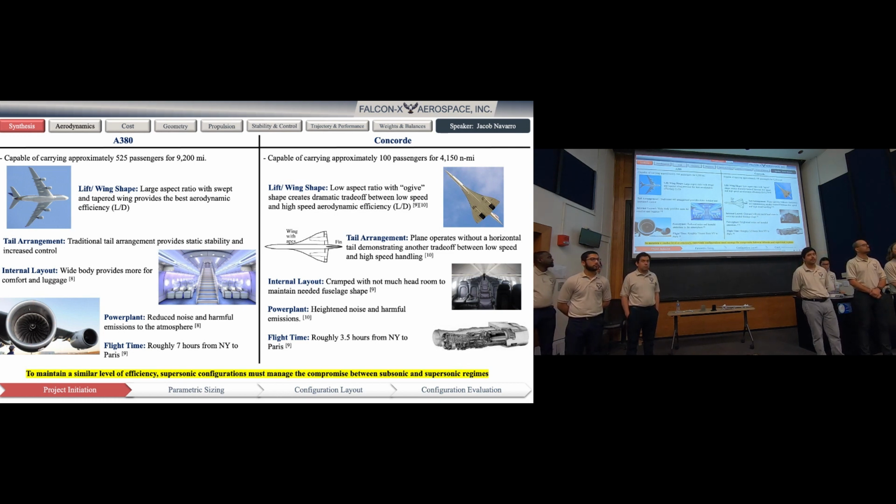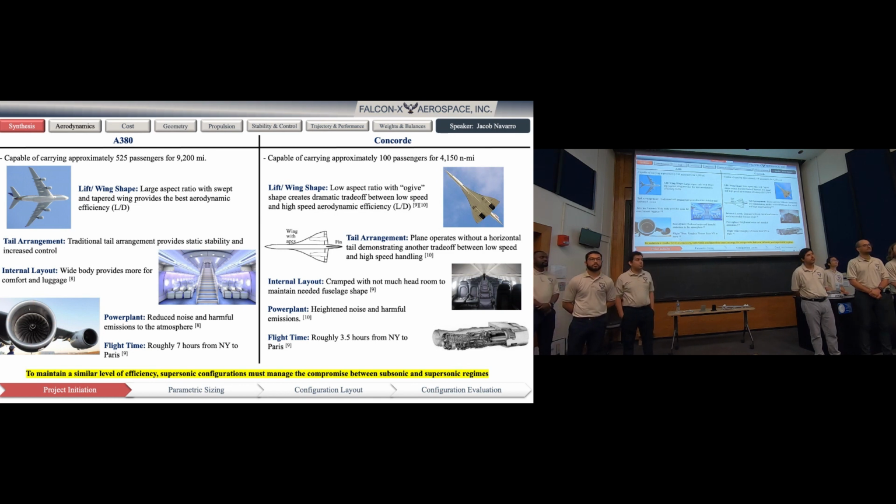Just focusing on some of the main stuff here and not everything is the lift, like the lifting body and the wing shape. So here you get a large aspect ratio with swept and tapered wings to provide the best aerodynamic efficiency at a subsonic speed. But for the Concorde, you get a much smaller aspect ratio. For the supersonic configurations to maintain somewhat of a close level of efficiency, they have to manage the compromise between supersonic and subsonic regimes.